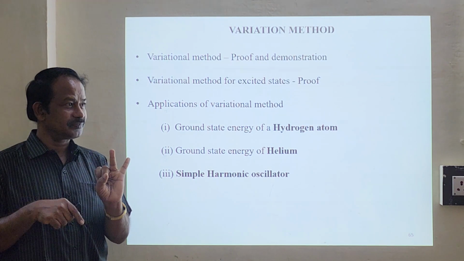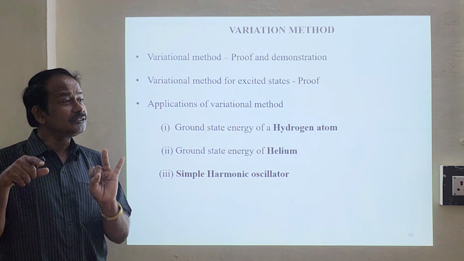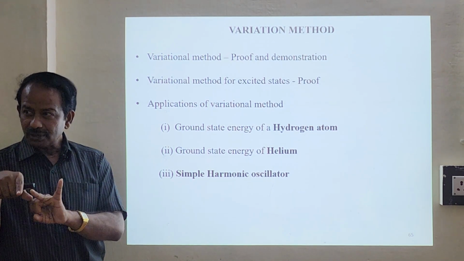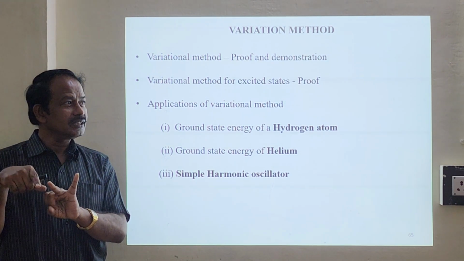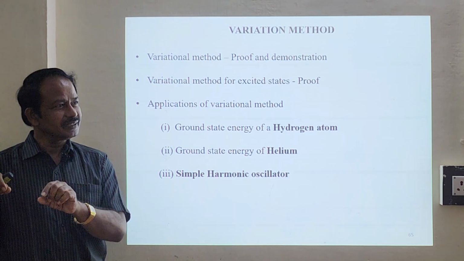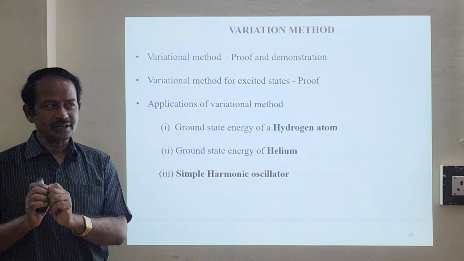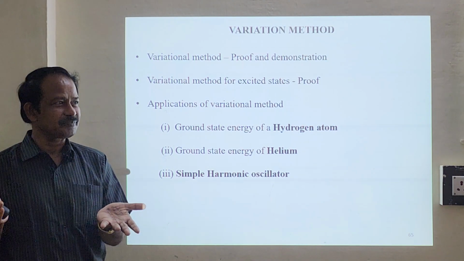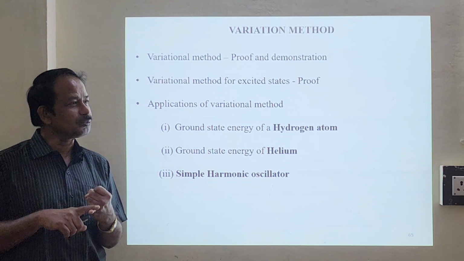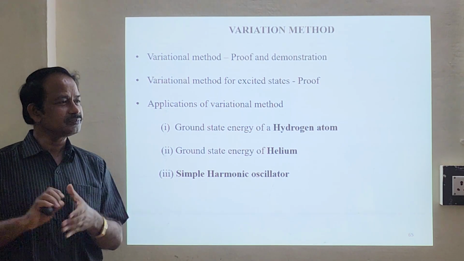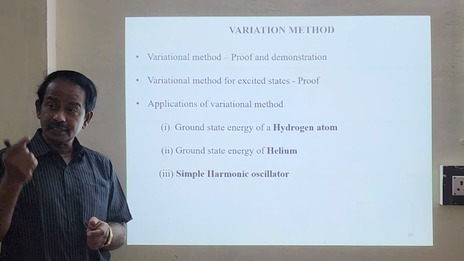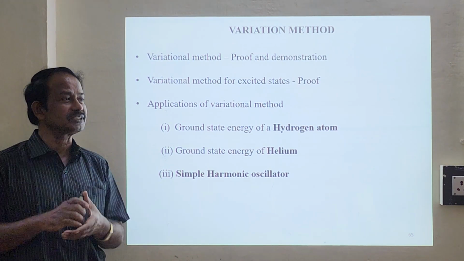Suppose there are nodes, the wave function will have zero amplitude. If there is zero amplitude, there will be no probability of finding the particle in the system. So there will be no wave function. So there should be no nodes. And of course it should be continuous, it should be smooth, and its differentiation also should be continuous. So we know those properties. According to those properties, we will have to choose the wave function.